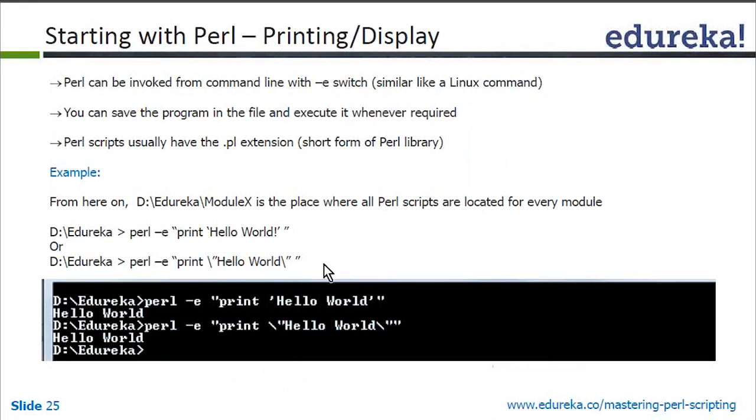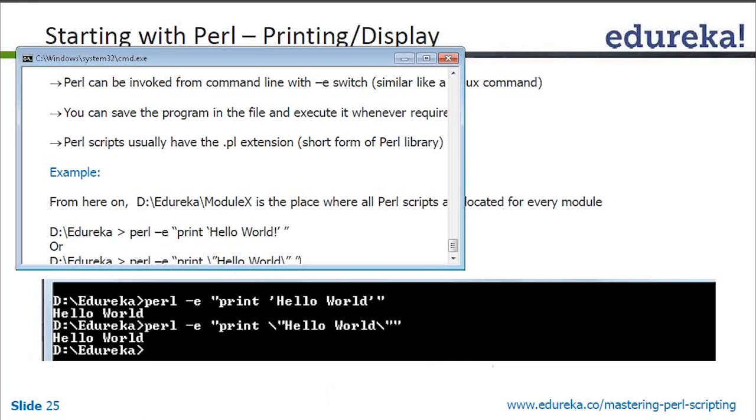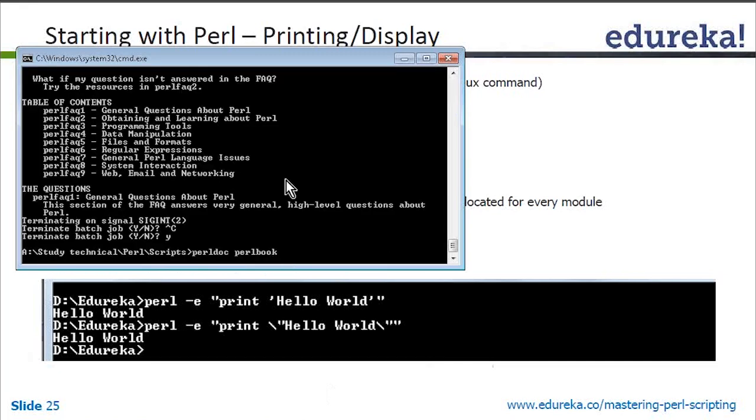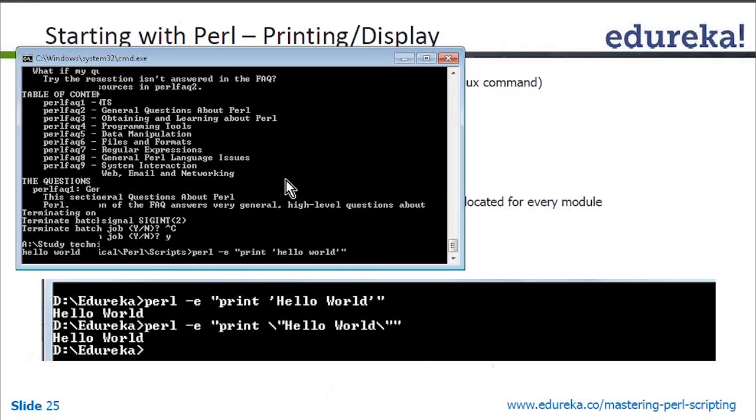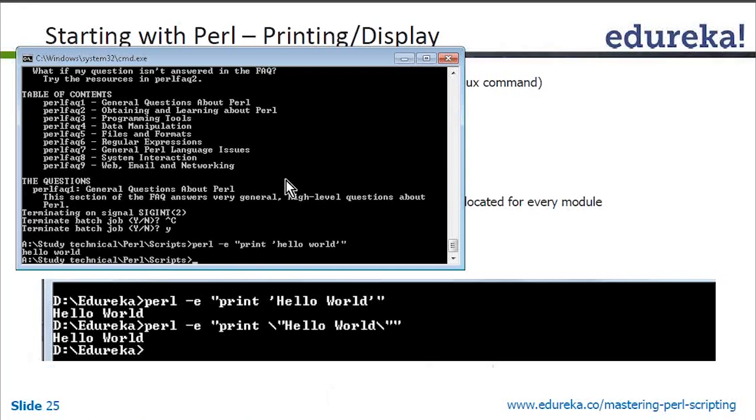The main difference is that Perl is case sensitive, and it has two kinds of quotes, single quotes and double quotes, and both work. In the next slide I will tell you which one to use where. If you just copy paste this, you can see the output. I have done a similar thing: perl -e print hello world. If I do this, you get hello world. This is how you execute a Perl program on the command line.